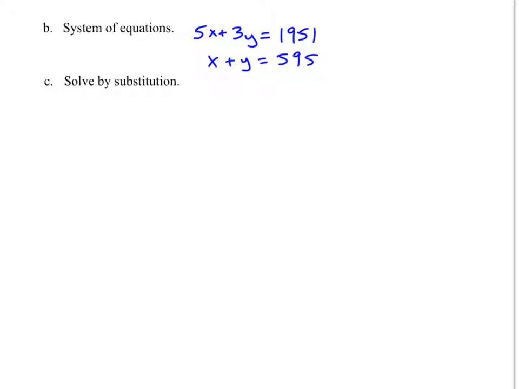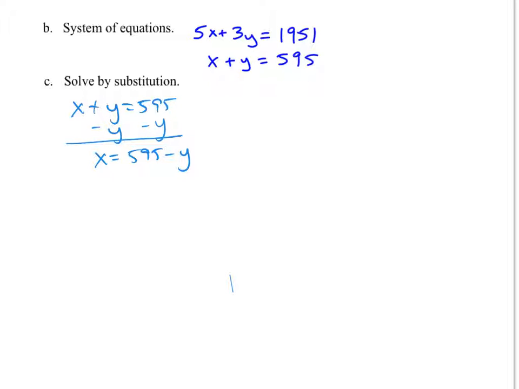Next thing we're going to do is by substitution. So since I already have an equation that has X and Y with coefficients of 1 really, I'm going to solve those for just one variable. So I'm going to take my X plus Y equals 595, and I'm going to solve that for X. And I'm going to subtract Y on both sides. Since 595 does not have a Y, I cannot combine them. So X equals 595 minus Y.